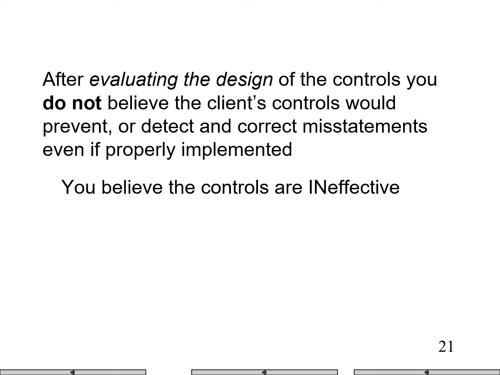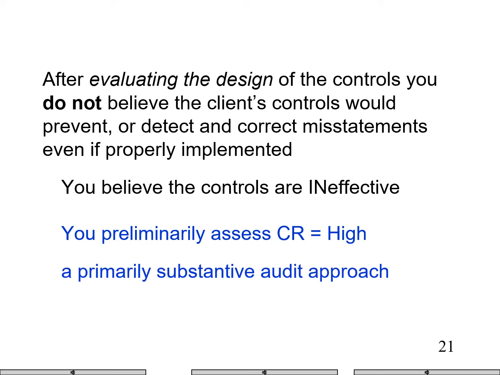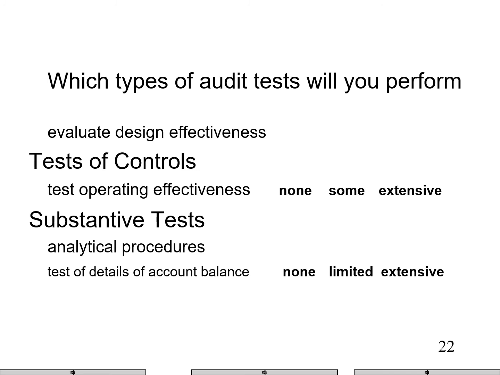Okay, next scenario. After evaluating the design of the controls, you do not believe they would be effective. They're ineffective. Preliminarily assess control risk is high. Take a primarily substantive approach. If controls are ineffective, we're going to have to take a primarily substantive approach. We're going to have to perform extensive substantive tests. But for a public company, we're always going to do some test of controls. We're going to issue a report on whether their controls are effective or not effective.